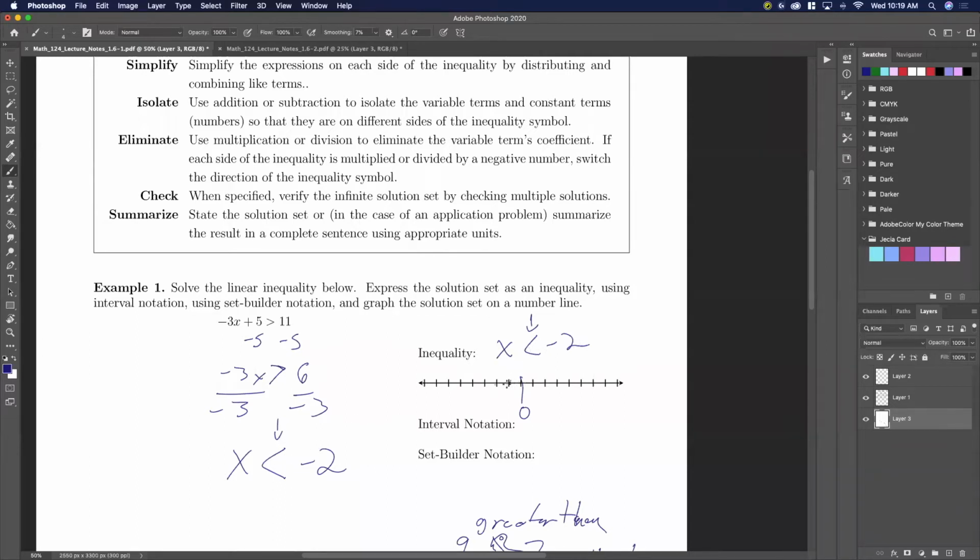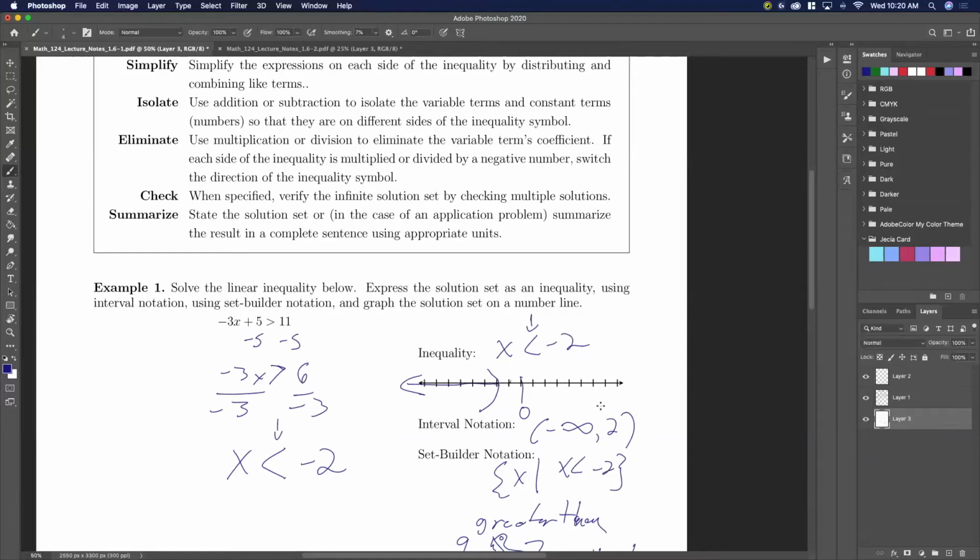So I'm going to mark this out, and then less than goes like this, and we fill out the area, all the values less than that. Interval notation: I'm allowed everything from negative infinity to negative 2, and we use the parenthesis here to indicate it's not equal to, but only up to that. Set builder notation, if you remember, is x such that x is less than negative 2.